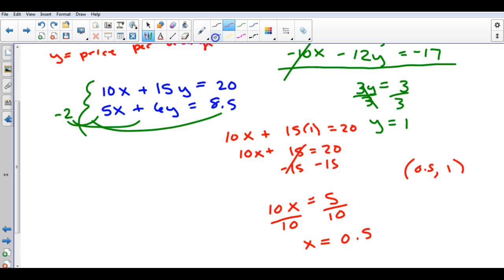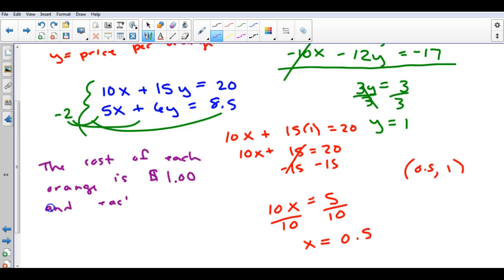But since it's a story problem, I want to give this meaning. So the cost of each orange is $1. And each apple is 50 cents.